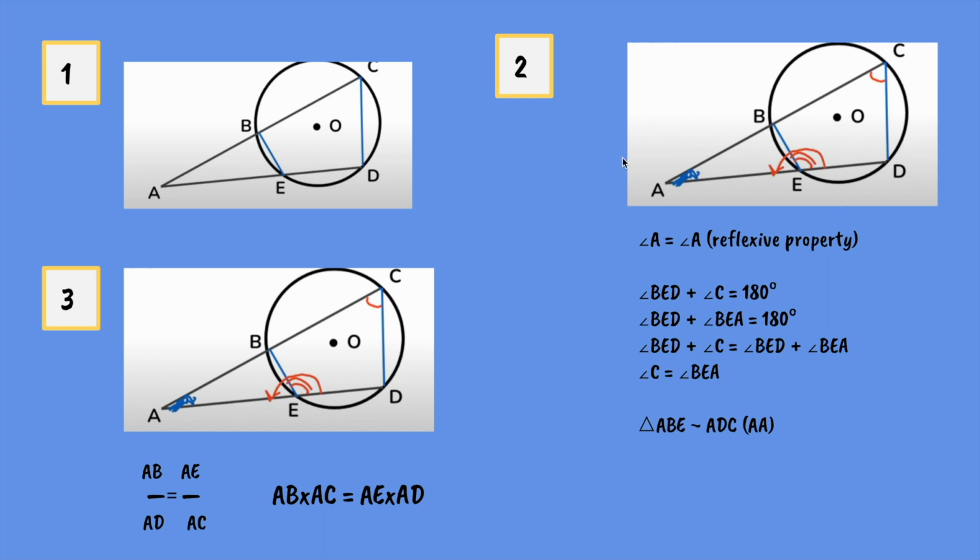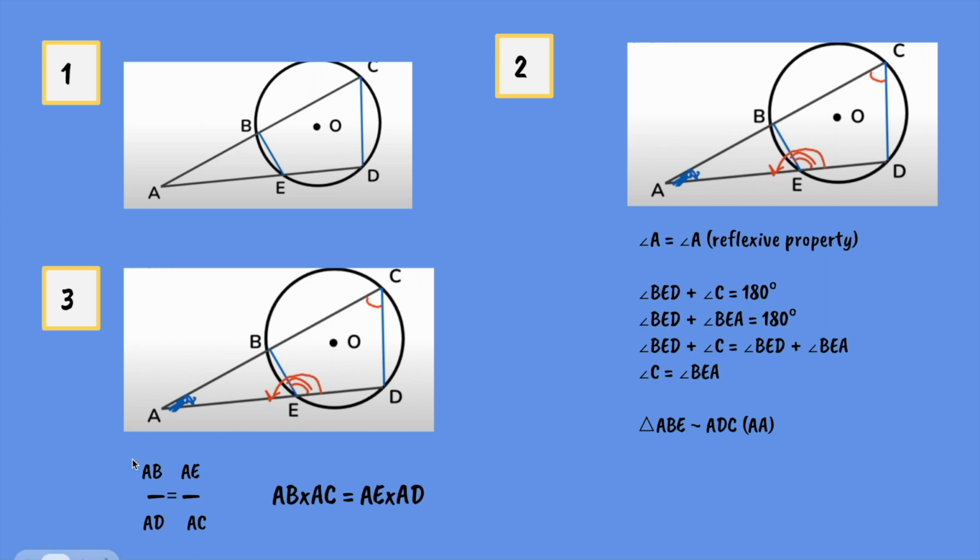So this is the proof. Same as the chord-chord power theorem, we draw a line and make two similar triangles. Based on the reflexive property, these triangles have the same common angle A, and angle BED will be the same as angle C by the opposite angles in a cyclic quadrilateral. And because the triangles have two same angles, these two triangles will be similar by AA similarity.